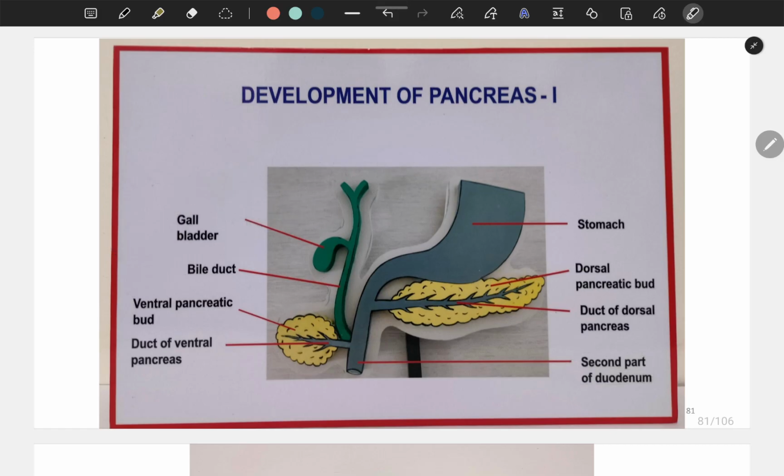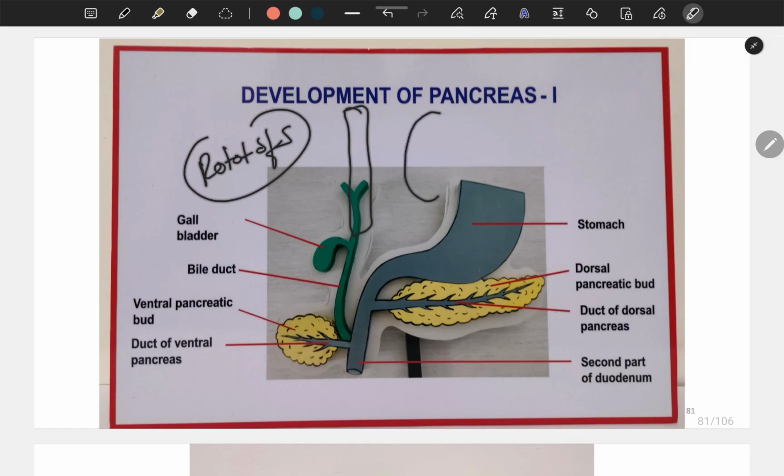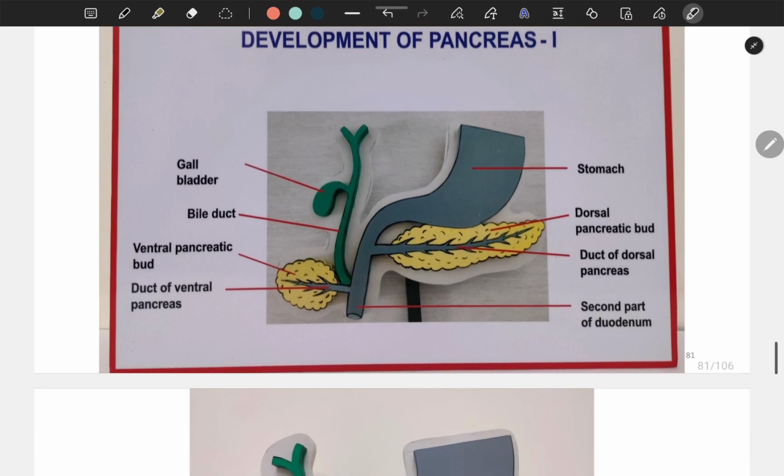Okay, now after the rotation of stomach, this straight duodenum becomes C shape, so here pancreas will come. Okay, starting, if you see, this is ventral pancreatic bud and it contains duct called as ventral pancreatic duct of ventral pancreas. This is stomach, this is dorsal pancreatic bud and duct is called as duct of dorsal pancreas, and this is second part of duodenum.